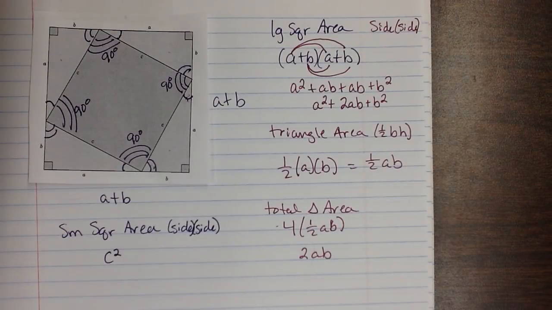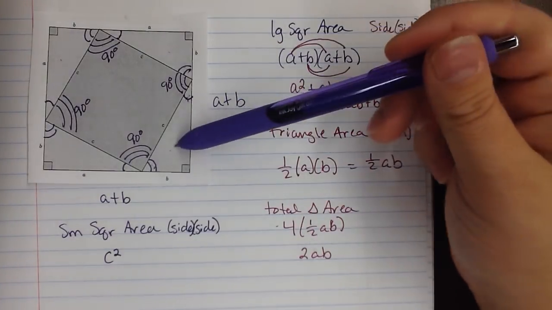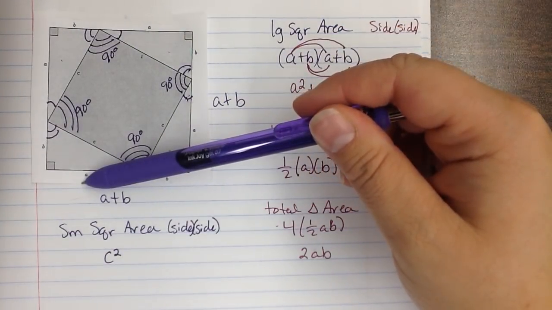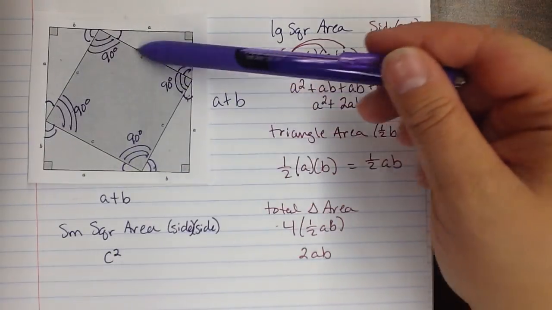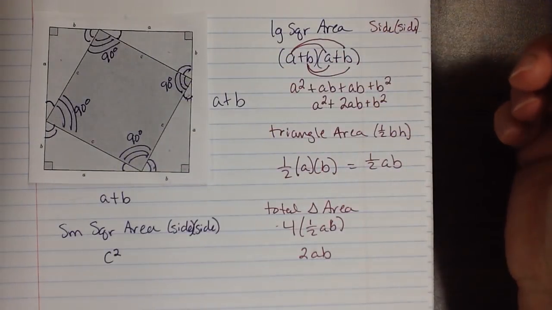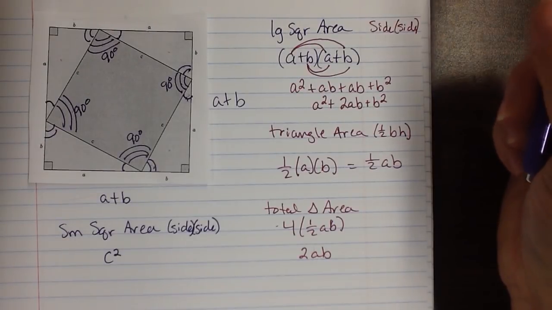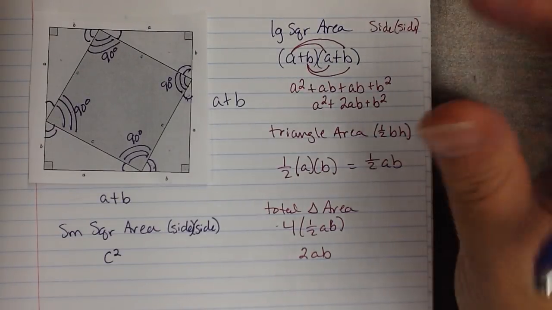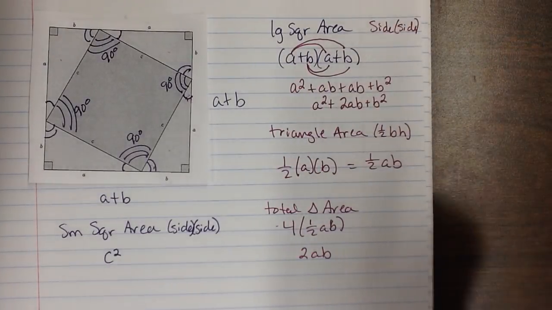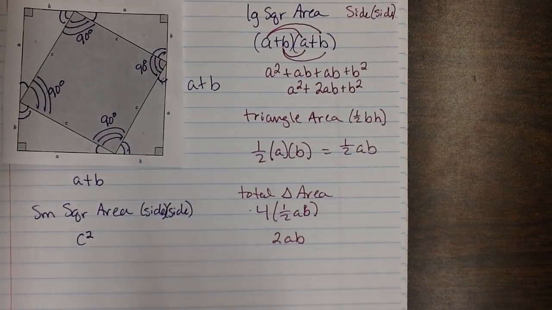Our goal is to show that a squared plus b squared equals c squared. To accomplish this goal, we compare the total area of the outside square with the parts it's composed of: the 4 triangles and the smaller inside square. Do we have everything we need? So when we put this together, we're going to write this out.